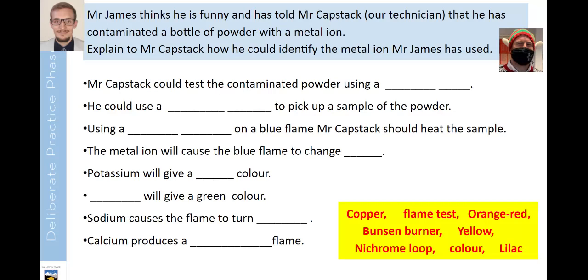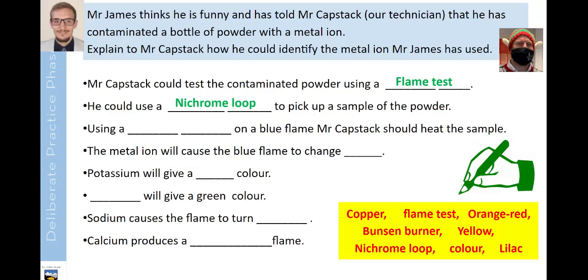Okay, so the answers are as follows. So Mr. Capstack could test the contaminated powder using a flame test. He could use a nichrome loop to pick up a sample of powder. Using a Bunsen burner on a blue flame, Mr. Capstack should heat the sample. The metal ion will cause the blue flame to change colour. Potassium will give a lilac flame. Copper will give a green colour. Sodium causes the flame to turn yellow. And calcium produces an orange-red flame.